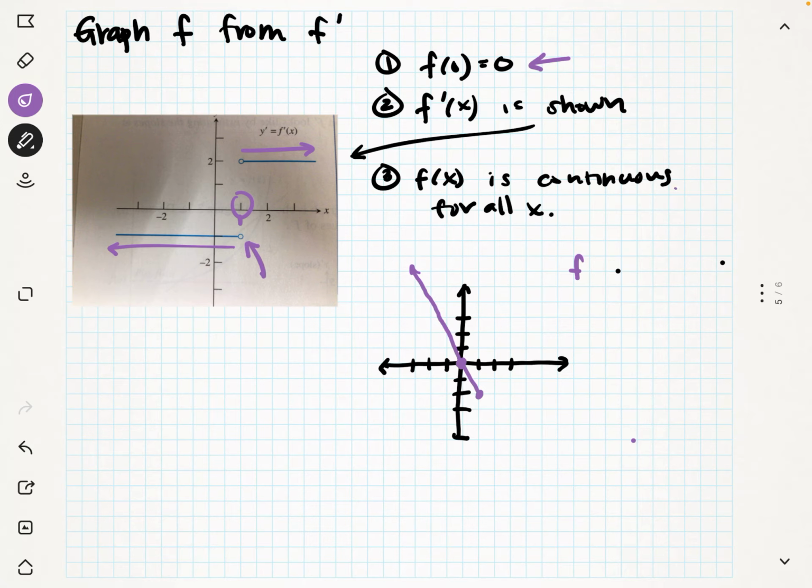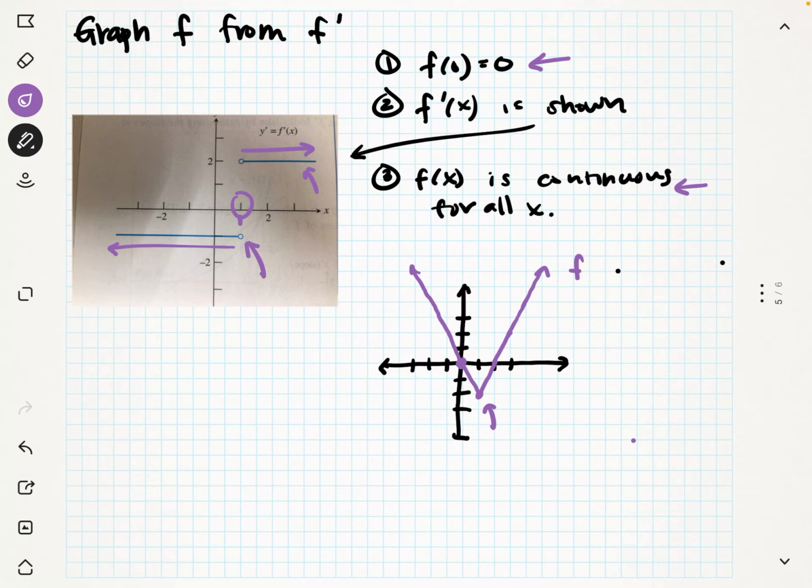And then, so part 3 is important here, right? So we know that f of x is continuous. So we know that from this point, our graph is going to continue from that point. So there's not going to be a gap there. And what we know here is that after 1, our slope is continuously 2. So positive 2 from that point, positive 2, positive 2, positive 2, and so on.